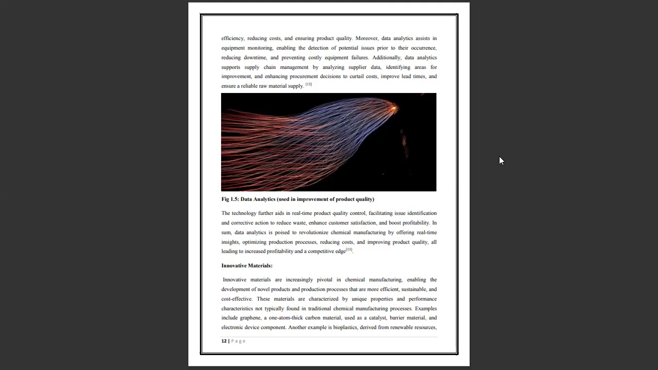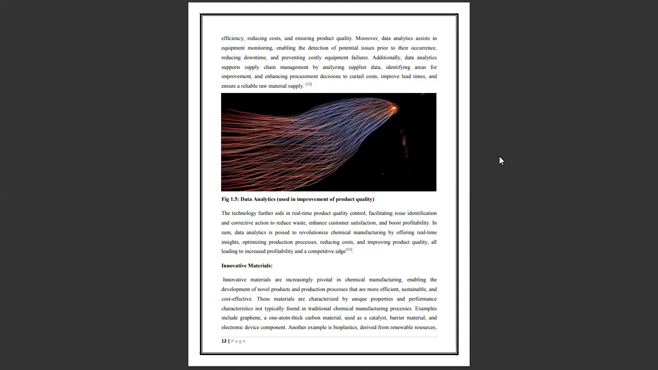Next trend is innovative materials. Innovative materials are increasingly pivotal in chemical manufacturing, enabling the development of novel products and production processes that are more efficient, sustainable, and cost-effective. These materials are characterized by unique properties and performance characteristics not typically found in traditional chemical manufacturing processes. Examples include graphene, a one-atom thick carbon material used as a catalyst, barrier material, and electronic device component.